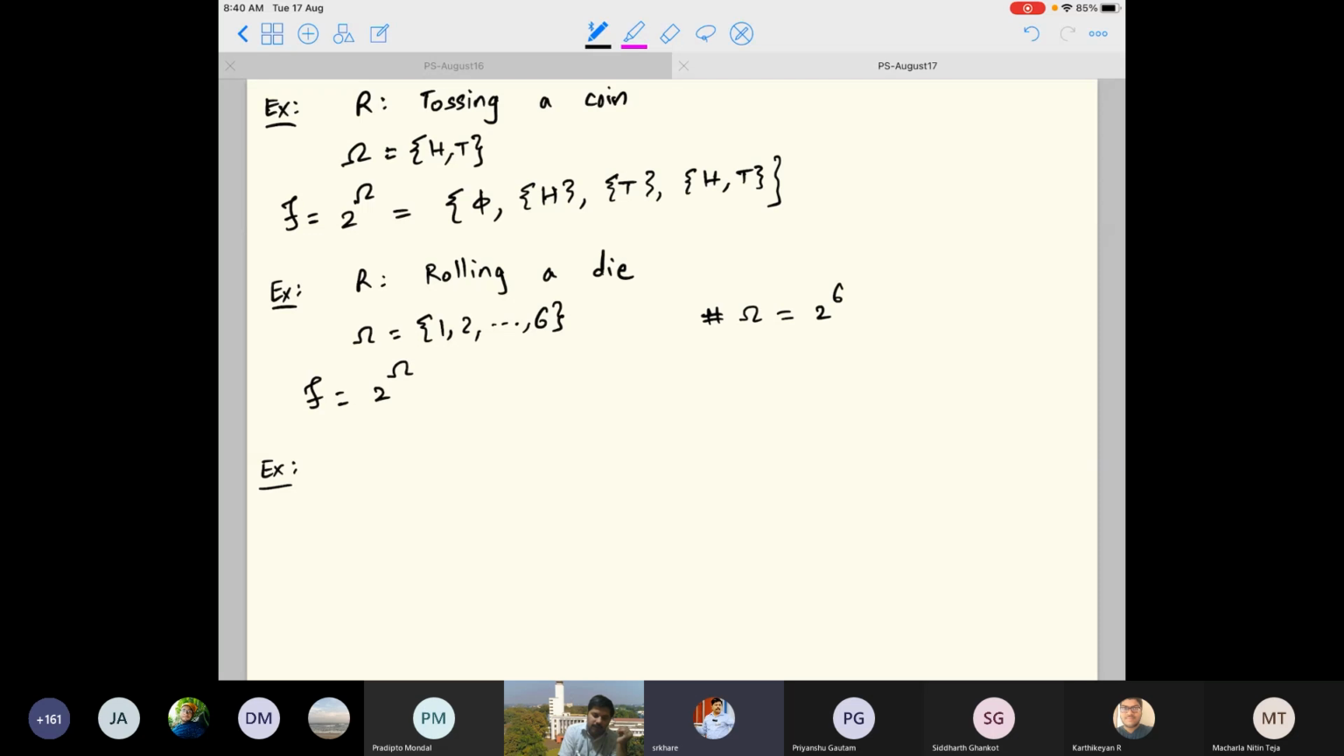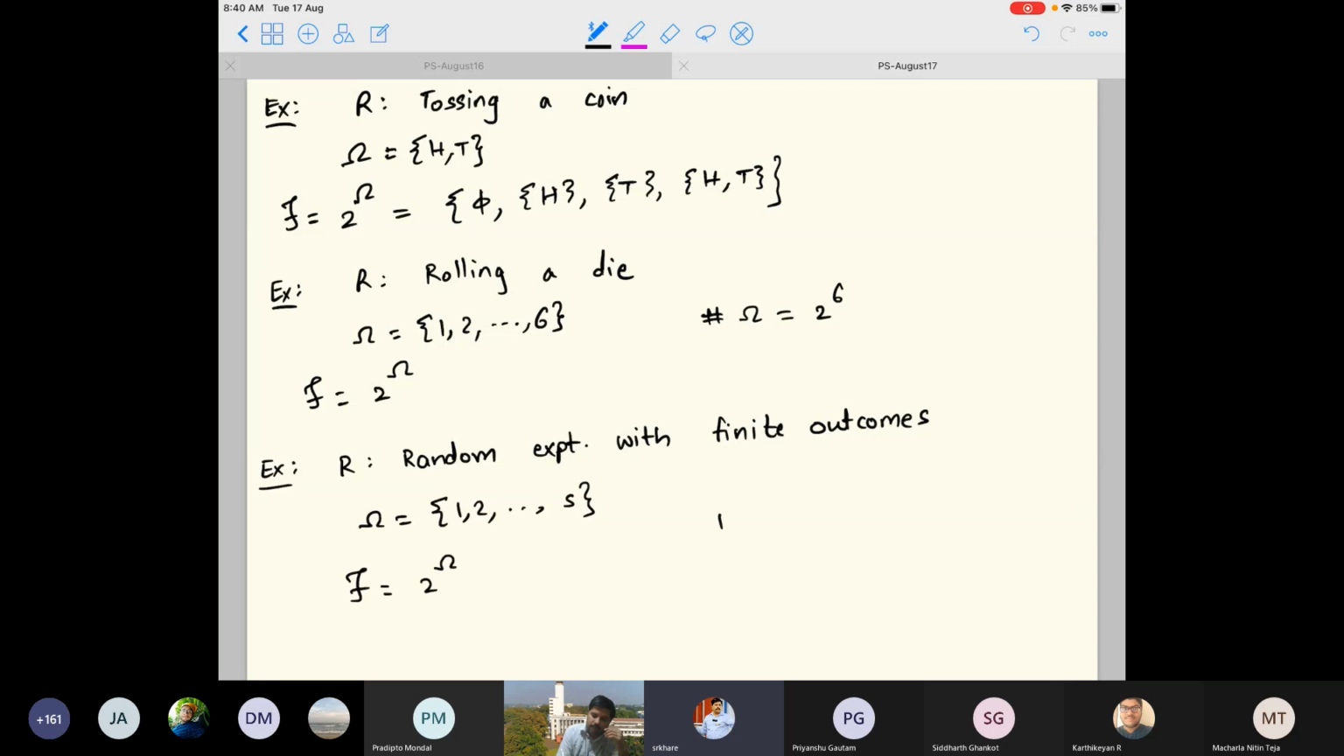So all the random experiments, okay, the random experiment R is such that it has finite outcomes. What is omega? A finite set. I'll call that 1, 2, 3, 4 up to S, the number of finite outcomes. Then I take F to be the power set of omega. The number of elements in F is 2 to the power S, right? So this particular collection F is a sigma algebra, because it will satisfy the conditions. So the case of finite outcomes is kind of sorted. There is no problem with the case of finite outcomes.